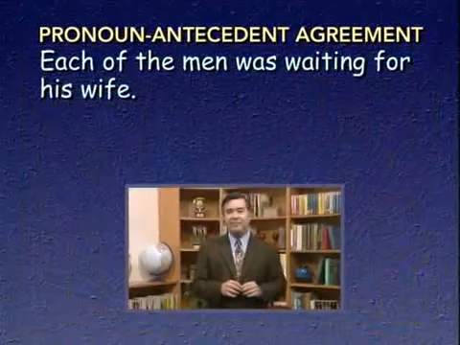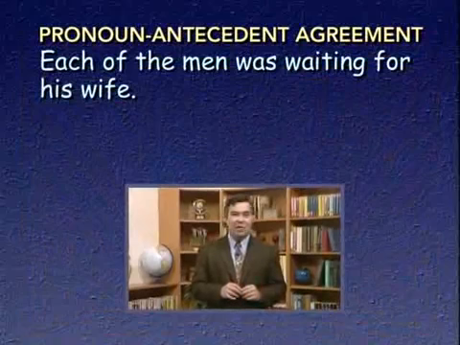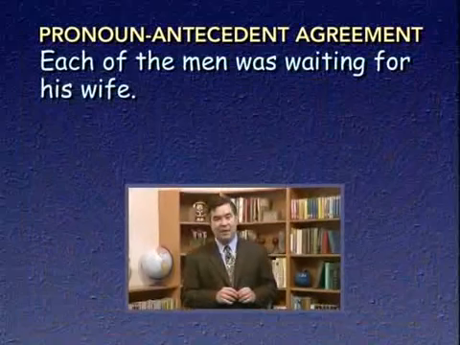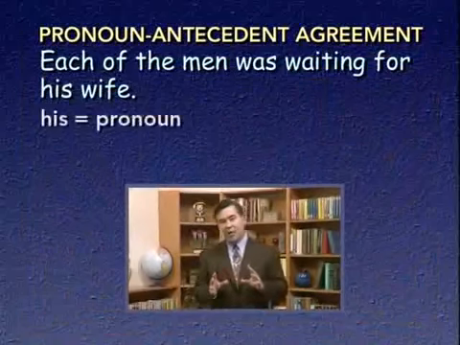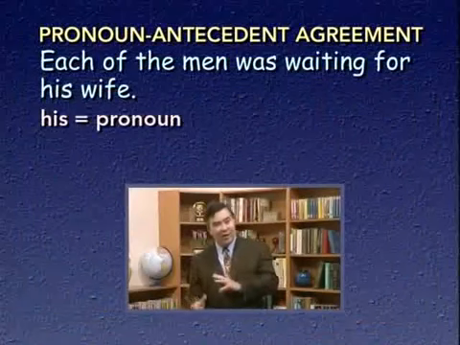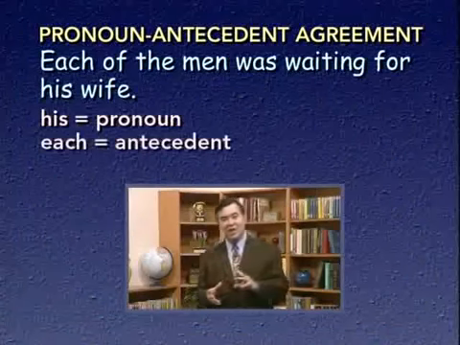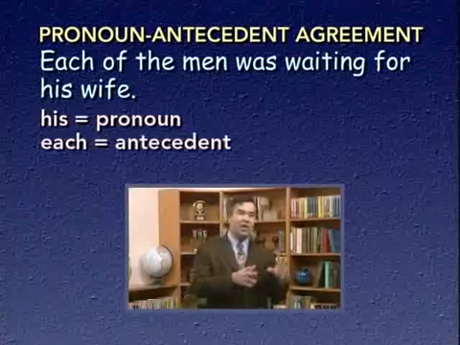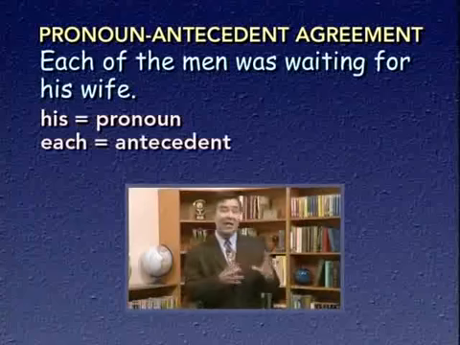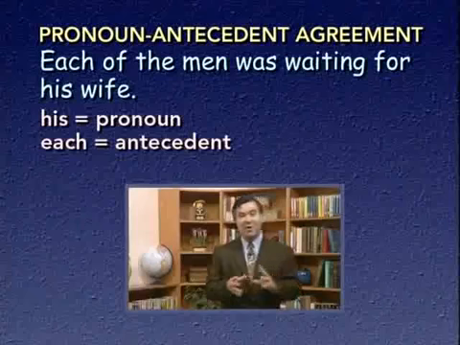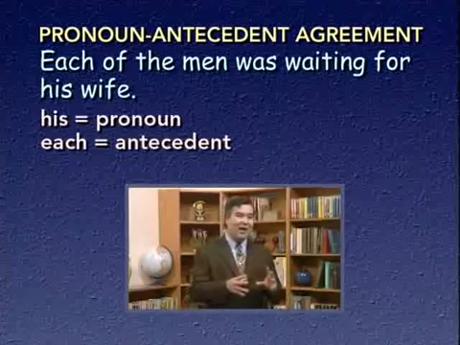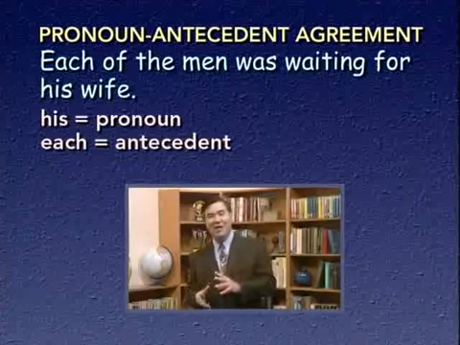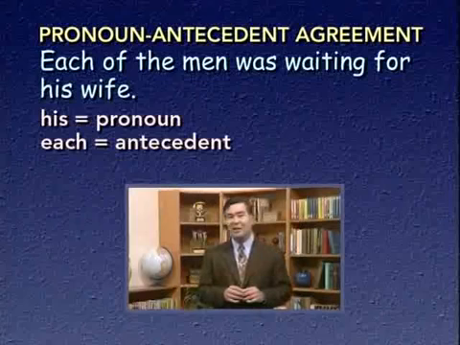Here's an example. Each of the men was waiting for his wife. Now, here we have the pronoun his referring back to the antecedent each. Each of the men was waiting for his wife. Whose wife? Each of their wives. So each is the antecedent of the pronoun his. So we have a pronoun acting as an antecedent for another pronoun, which can sometimes happen.